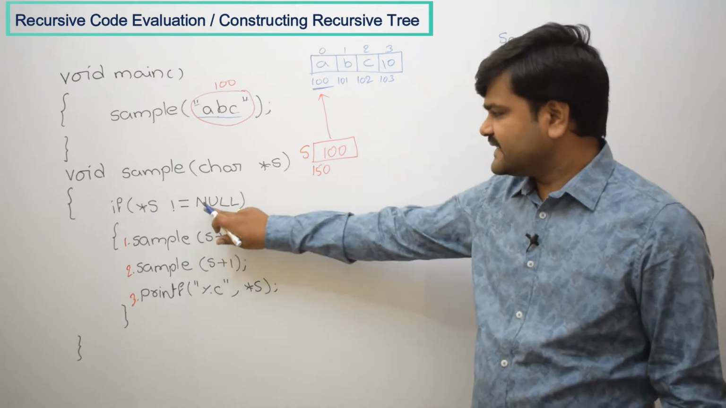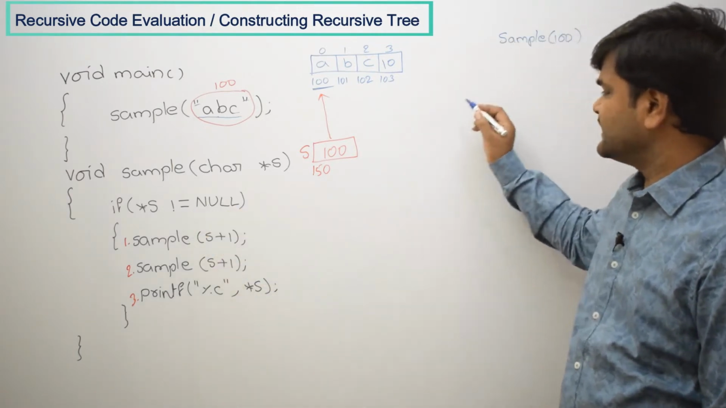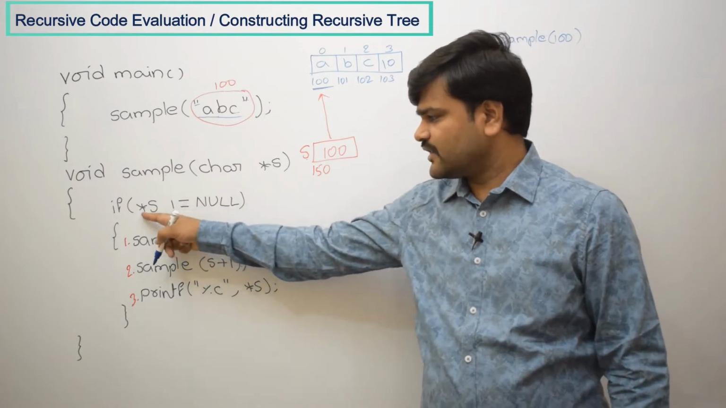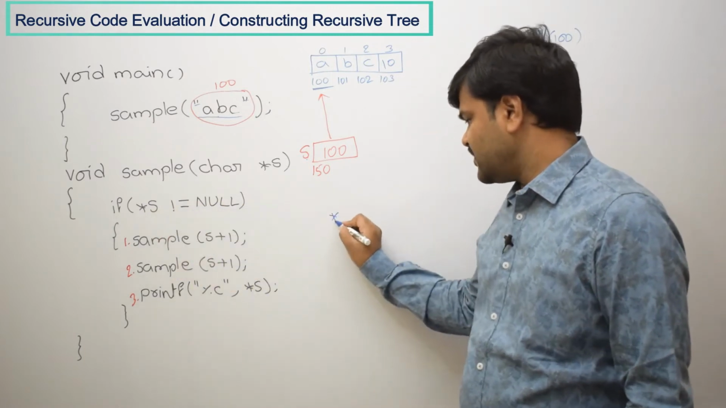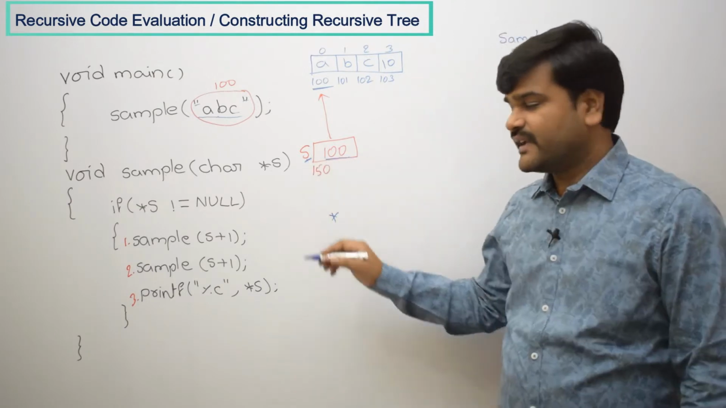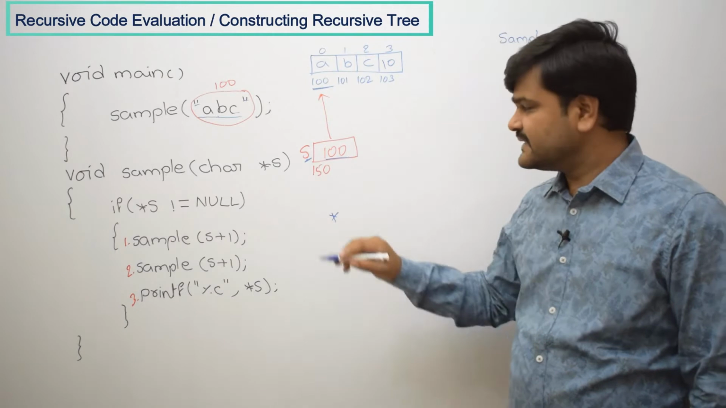So now let us try to understand what is happening here. What is there in the condition part? Star S, first of all. What does star S mean? S means it is asking for its content. We already discussed this in some other videos.